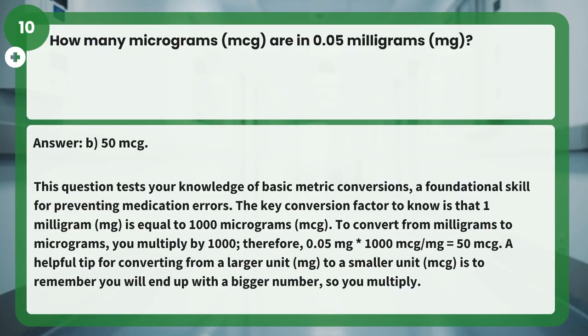Answer, B. 50 micrograms. This question tests your knowledge of basic metric conversions, a foundational skill for preventing medication errors. The key conversion factor to know is that 1 milligram, mg, is equal to 1,000 micrograms, mcg. To convert from milligrams to micrograms, you multiply by 1,000, therefore, 0.05 milligrams * 1,000 micrograms per milligram equals 50 micrograms. A helpful tip for converting from a larger unit, mg, to a smaller unit, mcg, is to remember you will end up with a bigger number, so you multiply.